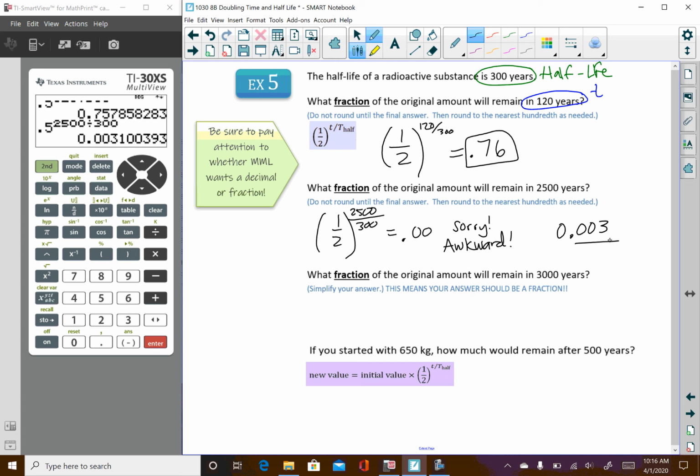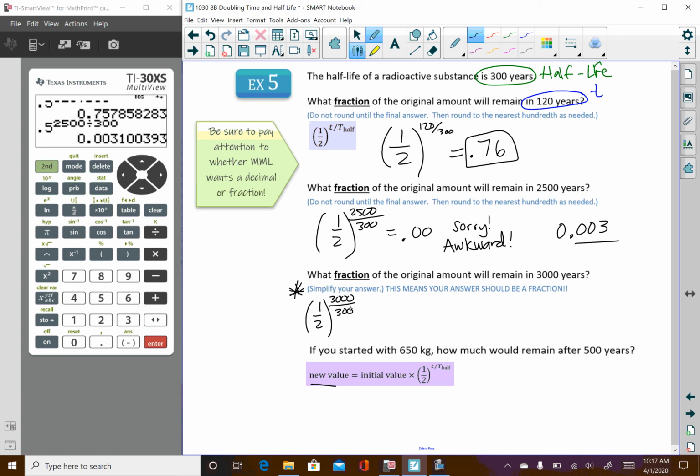Okay, last one of these, and then we'll do a new value one. What fraction of the original amount will remain in 3,000 years? Now, in this case, and sometimes my math lab is going to say simplify your answer. And in that case, it does not want a rounded answer. It wants a fraction answer. So I need to show you how to get that. In this case, we will write it out same as we have been. The base is 1/2. Our time period is 3,000 years, and we're going to divide that by the half-life.